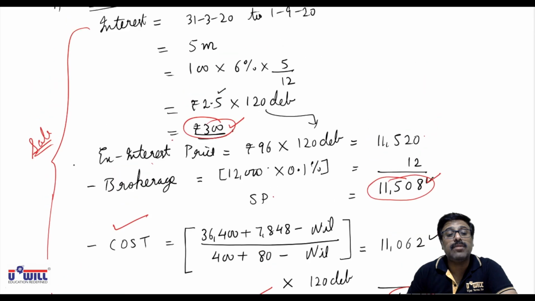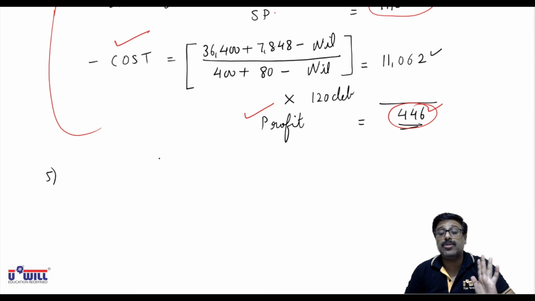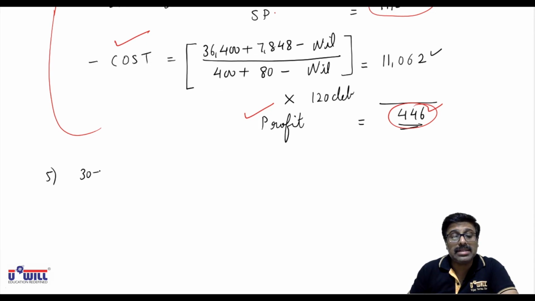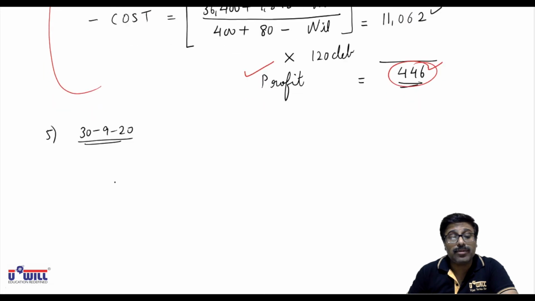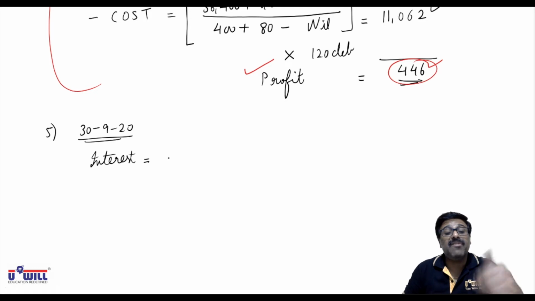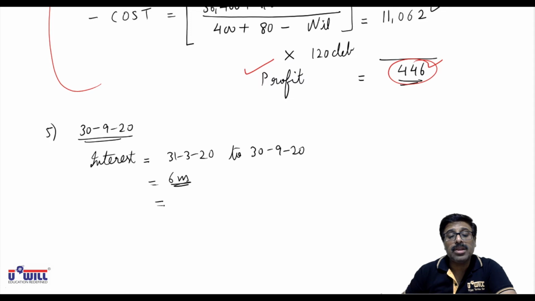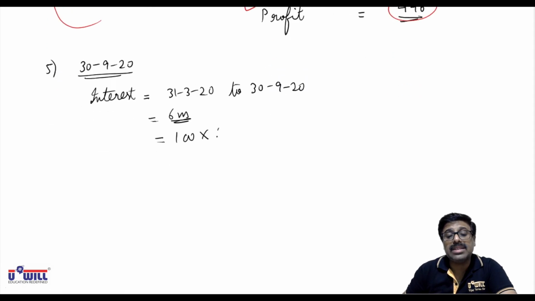So next workings, all of you write down, 5th workings. Every transaction I told you will have one working. I told you workings will be 3 to 4 pages. So 30th September 2020. First of all, interest. In fact, it is the due date of interest only. Before 30th September, when did we receive the interest? 31st March. So 31st March to 30th September, on the due date, we are going to receive the interest for full 6 months. So 100 into 6% into 6 by 12.